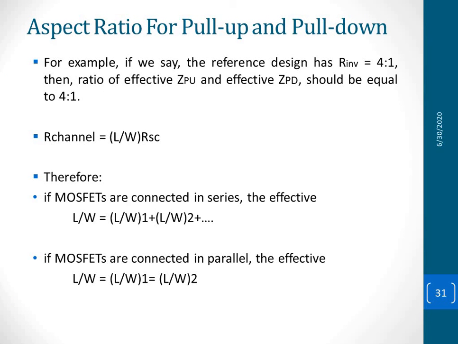For example, if we have a reference design where the R inverter is 4:1, that means ZPU by ZPD is 4:1. So the channel resistance R will be proportional to L by W. Therefore, if the MOSFETs are connected in series, L by W equivalent is L by W1 plus L by W2 and so on. But if the MOSFETs are connected in parallel, then L by W equivalent equals L by W1 in parallel with L by W2.